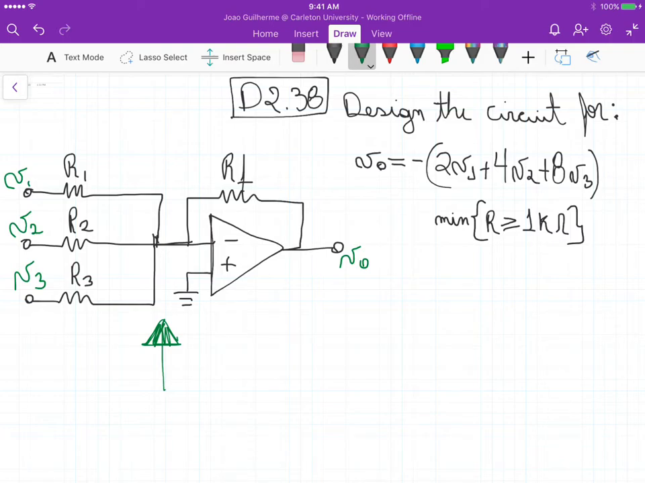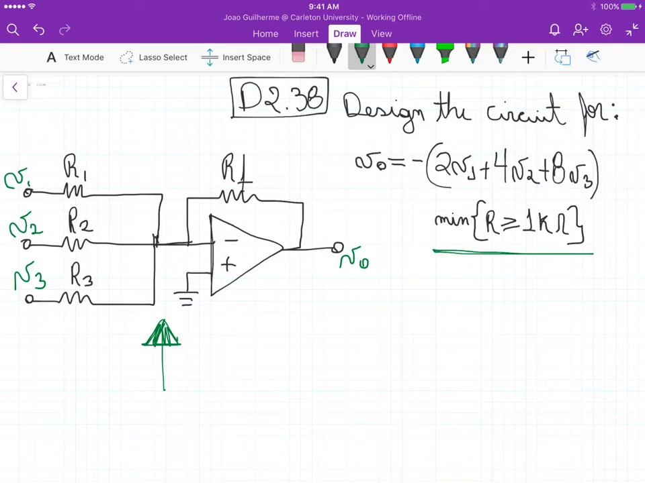Basically we need to use, for the values of the resistors, resistors greater than or equal to 1k ohm, but we need to minimize the value of the resistance. So the minimum is 1k, and you should keep the minimum to 1k, or minimize the value of the resistance as much as we can.